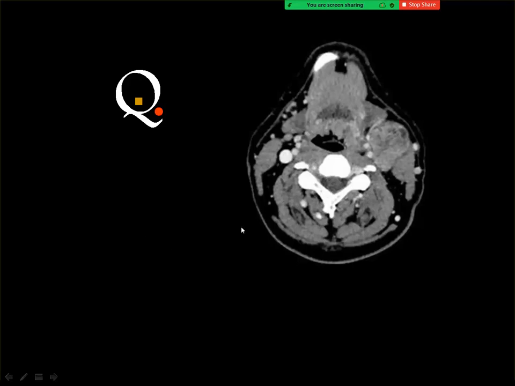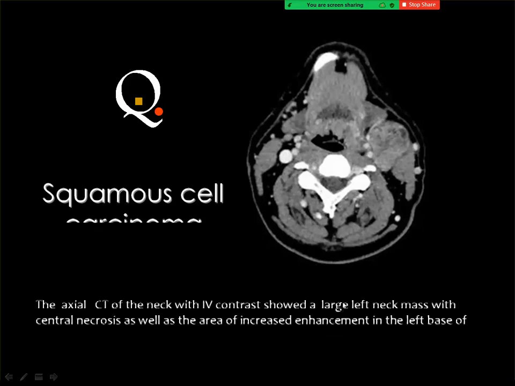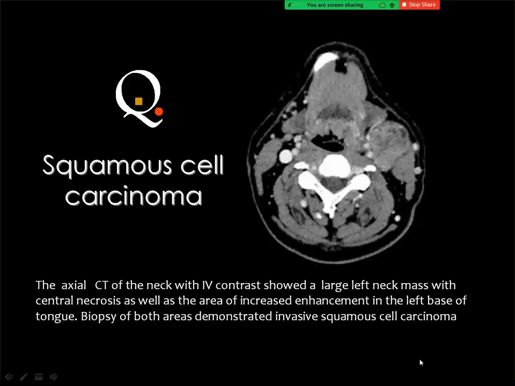And actually, metastases are diagnosed by a known history of malignancy. And of the two possibilities, carcinoma and lymphoma, you should select carcinoma because carcinoma is much more common than lymphoma in the head and the neck, of course. And this was a squamous cell carcinoma in this particular place.